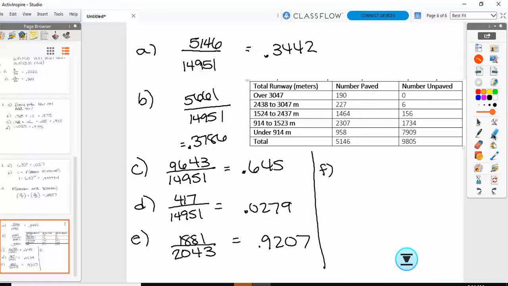F, I have a given. Given it is unpaved. So my denominator is all of my unpaved, which we had the total 9805. Out of those, I want less than 1524. So that would be these 2. We get 9643. And that's 0.9835.